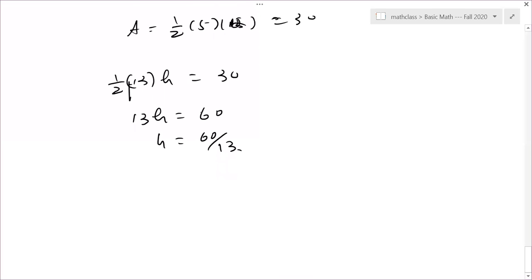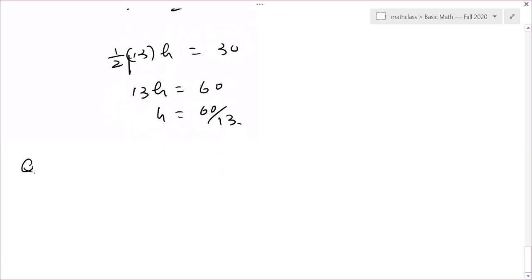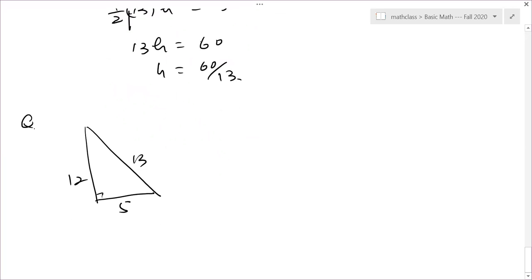So actually, you can get all the heights to all three sides, the altitudes. Let's use the same idea. Let's look at the picture here. Because this is a 5, 12, 13, we know this is a right triangle, right? I pick up a point. It's perpendicular to here, it's perpendicular to here, it's perpendicular to there. Okay.